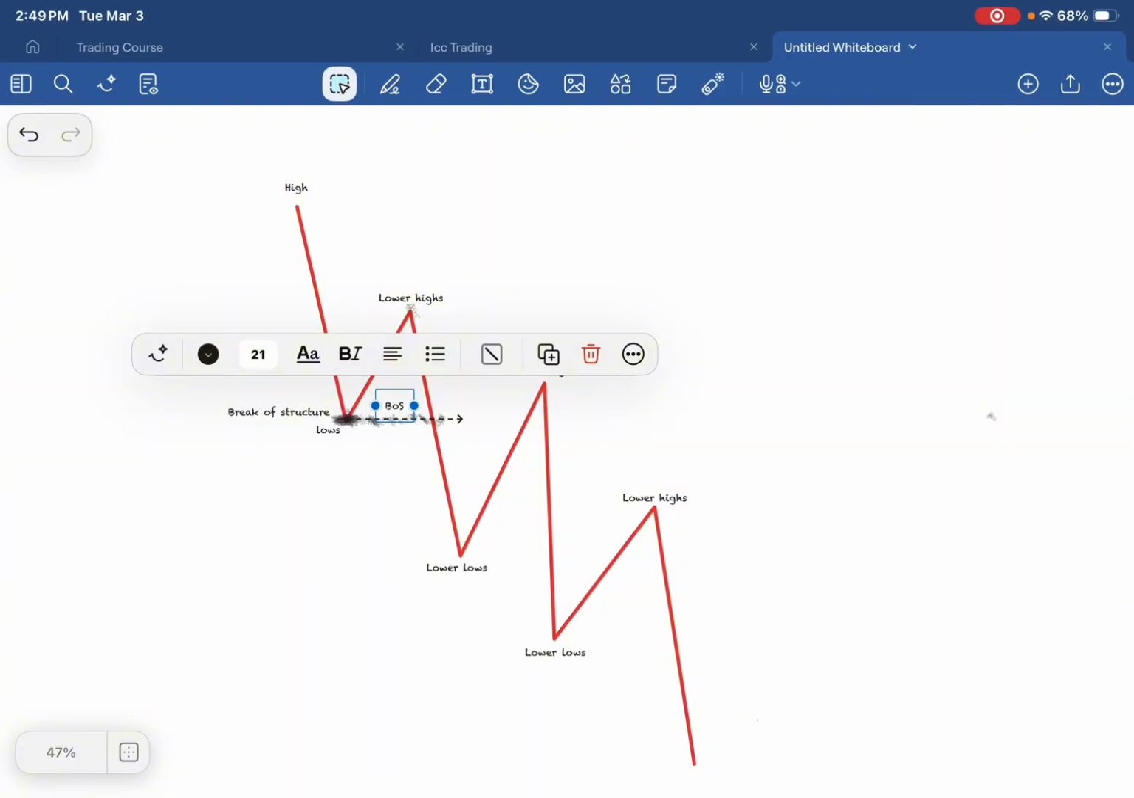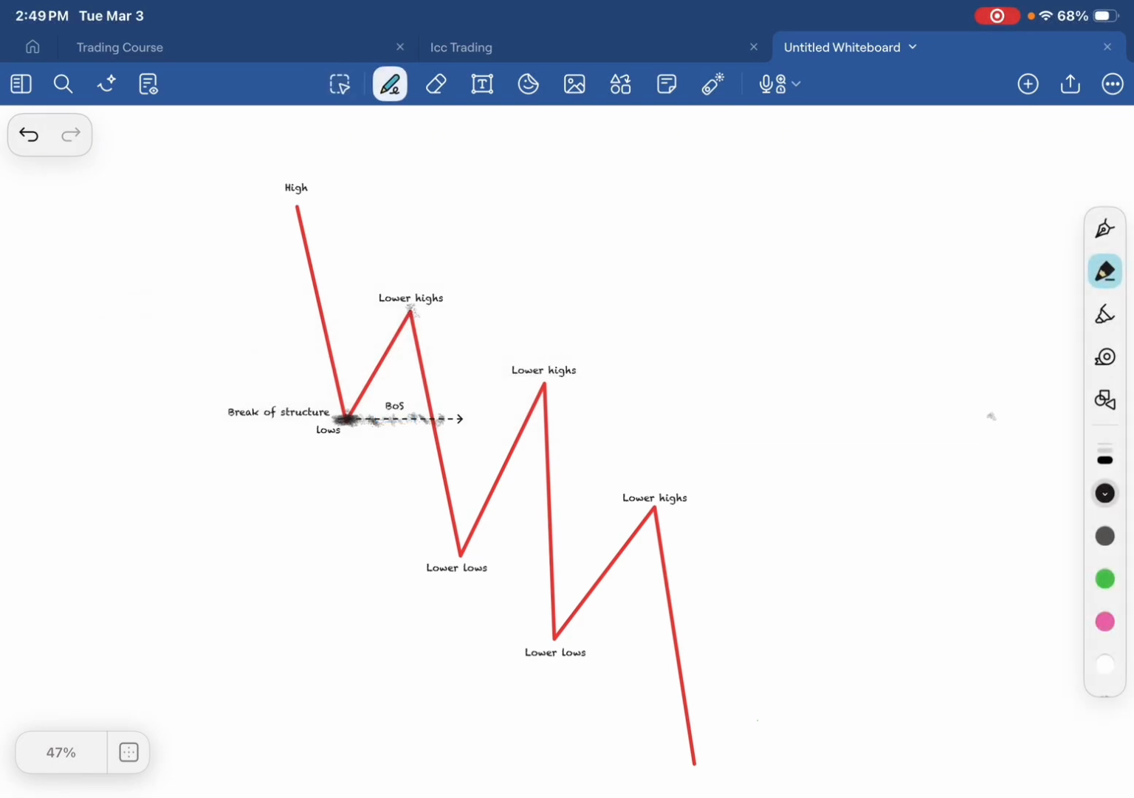For sellers to still be in the market, it has to break the previous low. When price breaks the previous low, it creates a lower low, and you say, okay, sellers are still in the market and still have opportunity to sell. But before that, it has to come back and retest and create a lower high. It will retest where the buyers are, to see if there are any buyers in the market.